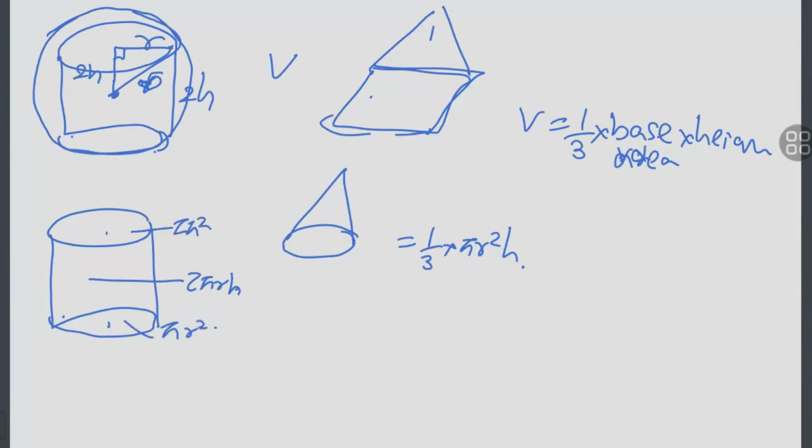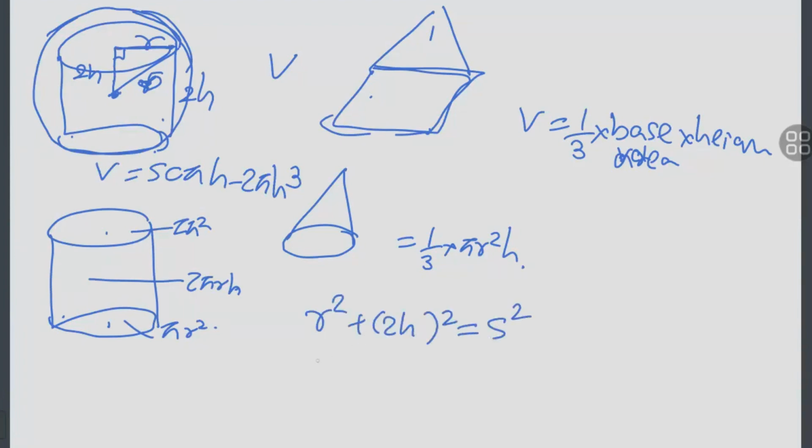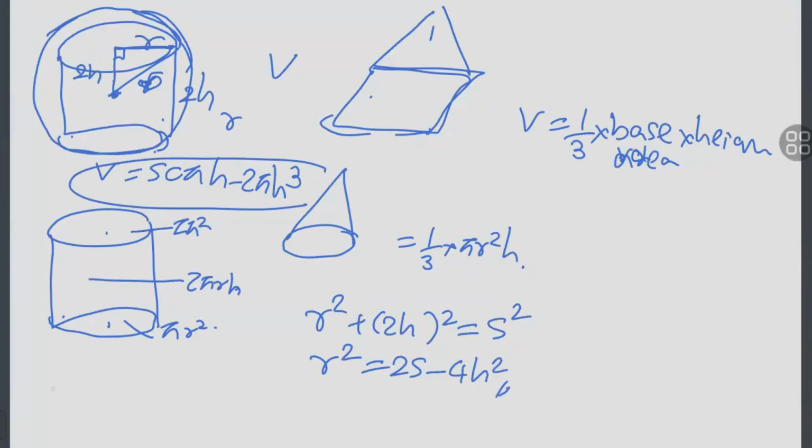If they ask you to prove, now let's say this one, volume V: this is a cylinder inside a circle. Prove V equals 50 pi h minus 2 pi h cubed, right? Now you can first prove this using Pythagoras theorem. This is r squared plus (2h) squared equals 5 squared. If they ask you to express r in terms of h, it means r squared equals 25 minus 4h squared, right? This is the answer, you can take it. This is the volume of the cylinder. You know that cross section area into height, cross section area pi r squared into h. So then look at this answer, r is not there.